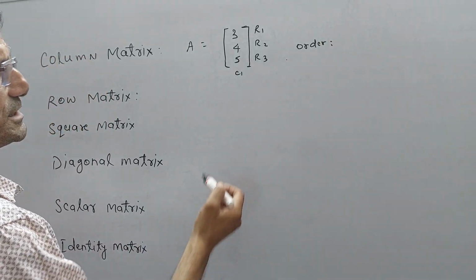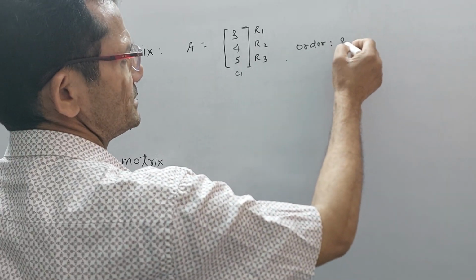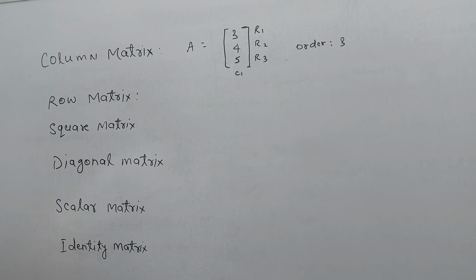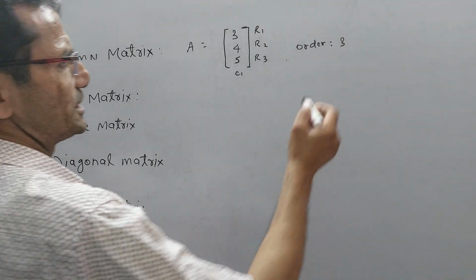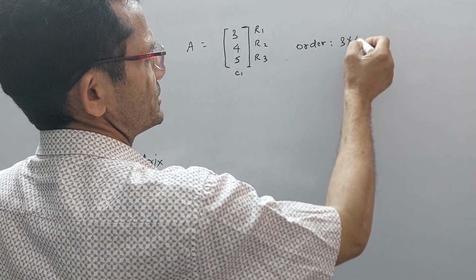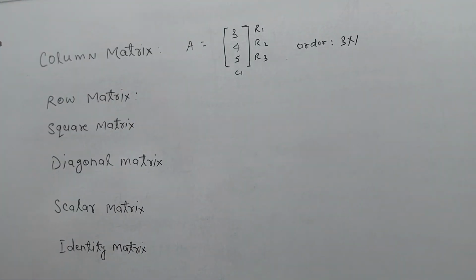So how many rows? There are 3 rows. First write the number of rows and then the number of columns. There are 3 rows and 1 column, so its order will be 3 cross 1, 3 by 1.